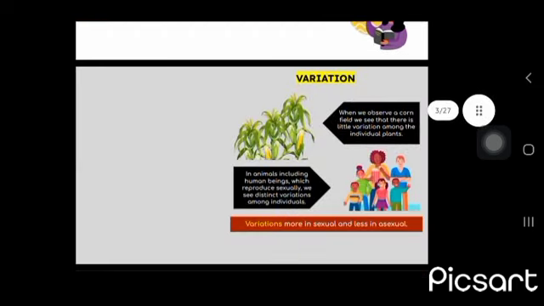Now, variations. When we observe a cornfield, we see that there are little variations among the individual plants, and in animals too, including human beings, which reproduce sexually, we see distinct variations among individuals. Variations are more in sexual reproduction and less in asexual.